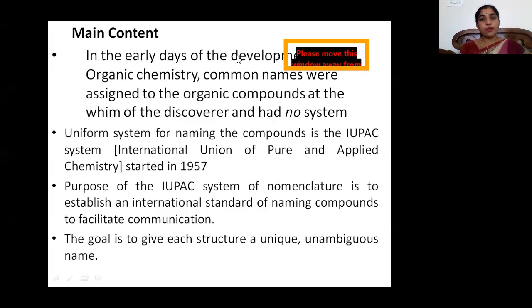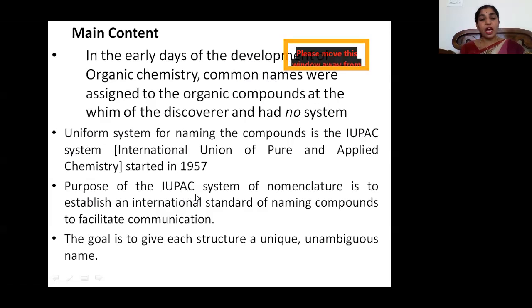In the early days of the development of organic chemistry, we used to call many organic compounds by their common names at the whims of the discoverer, and there was no system. If we call any compound by a common name, we are unable to write its structure. So because of that, in 1957, the IUPAC system, that is the Uniform System for Naming Compounds, the International Union of Pure and Applied Chemistry, was started.